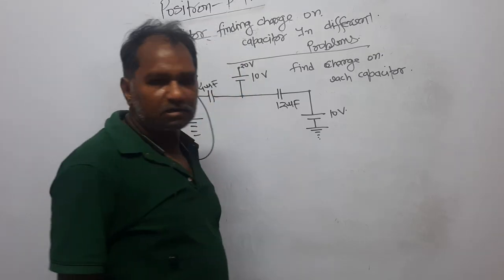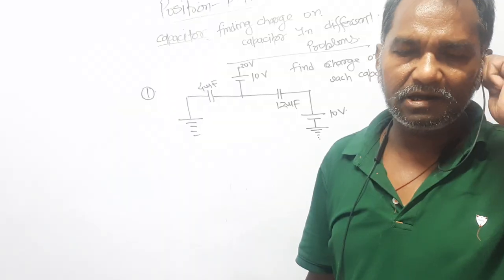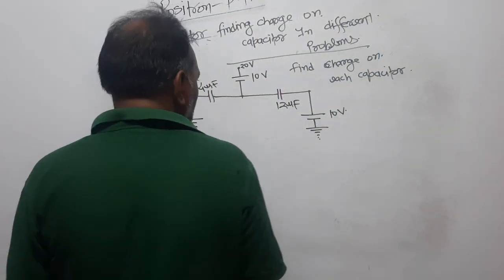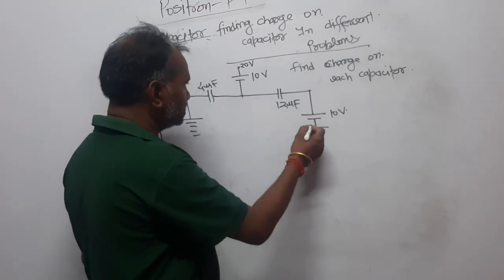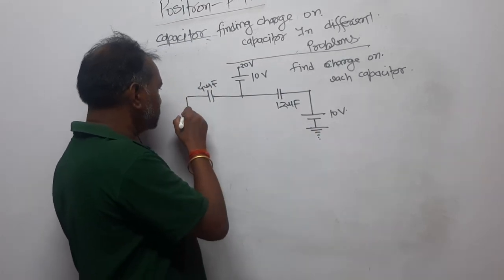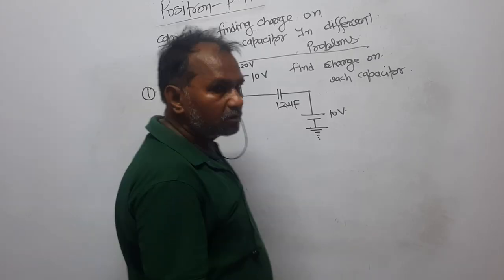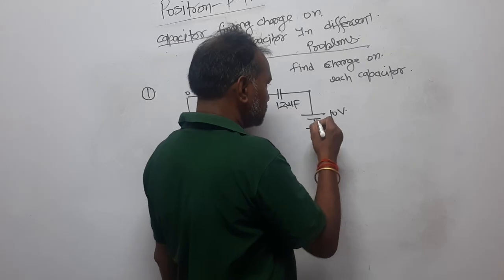Dear students, these are tricky problems. You should just have a funda. If you really have the concept, then you can solve this problem in just a minute. Dear students, these 2 points are ground, so it is 0 and so it is 0. Right? Ground we always assume to be 0 volt.